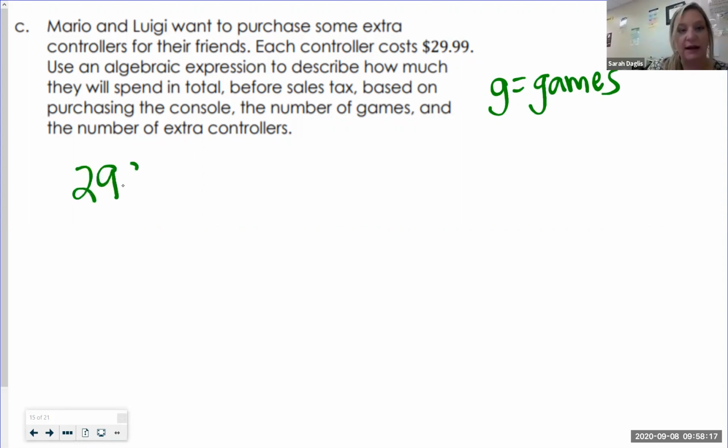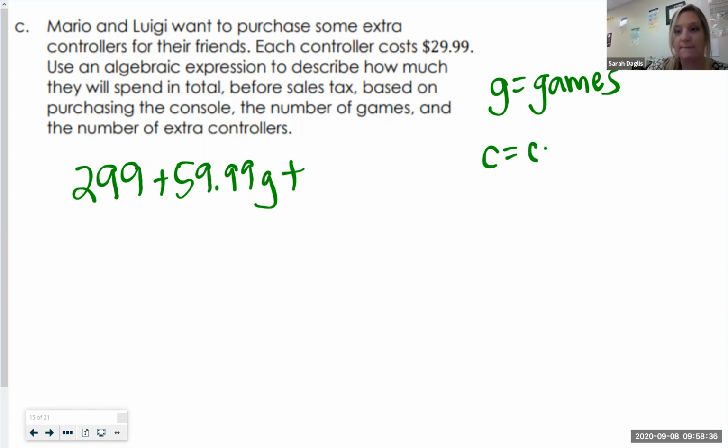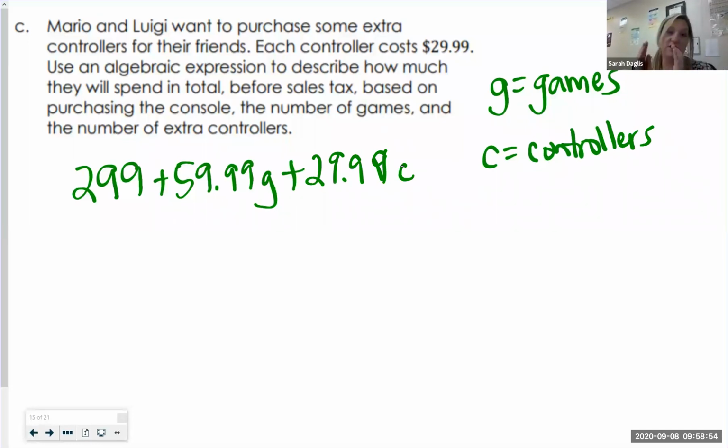We already know they're going to spend $299 on the console, okay? We know that the games are $59.99, however many they buy. Now they're adding controllers on here. So let's do a new variable. Let's do C. So that's going to be how many controllers they buy. And it's $29.99 for each extra controller that they buy. So here's a new algebraic expression. The first part is what we've already been using, right? We're adding on to it the price of extra controllers.